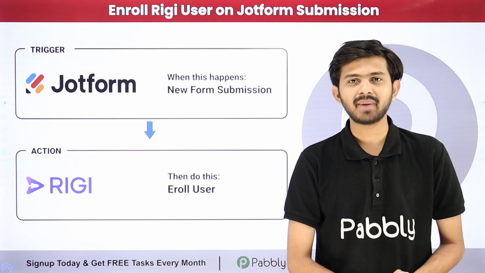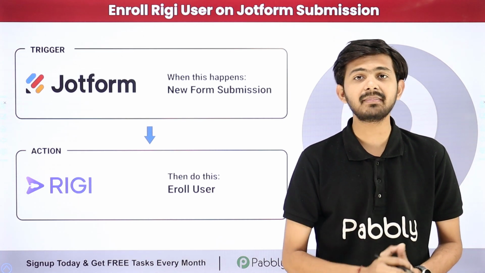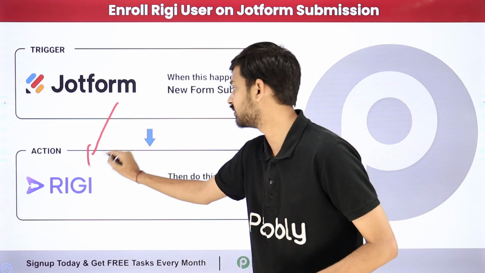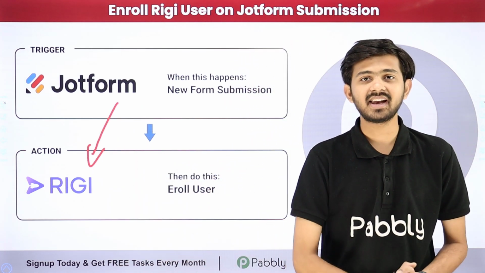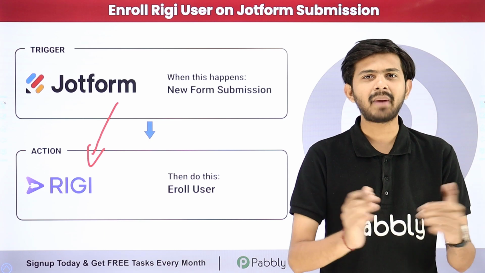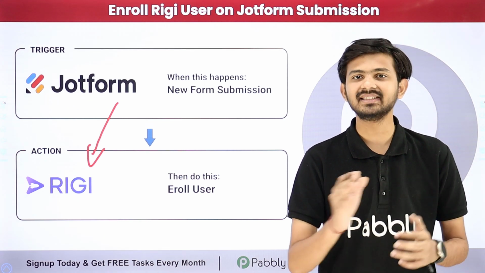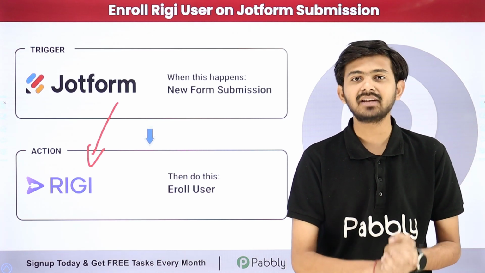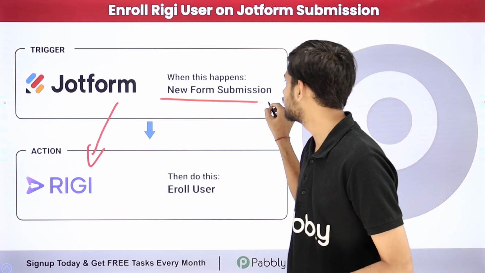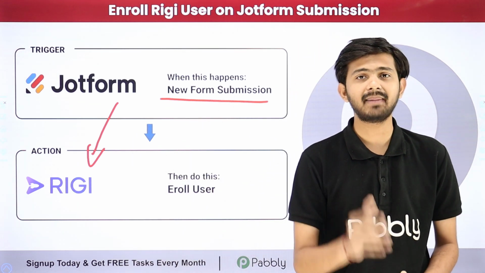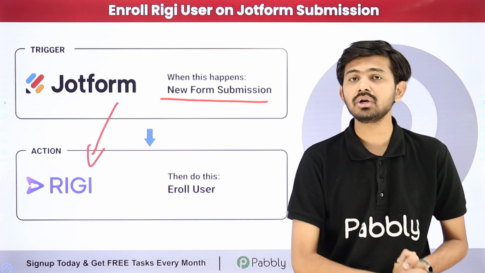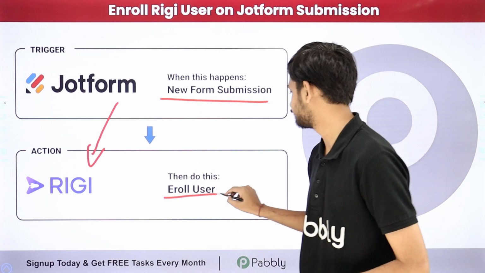So for doing this automatically, I need to simply build a connection between Jotform and Rigi. For building this connection, I'm going to use Pabbly Connect. Pabbly Connect is an amazing software for automation and integration. Now with Pabbly Connect, whenever I receive a new form submission from Jotform, then automatically by using those details, I will enroll a new user in Rigi in my course.